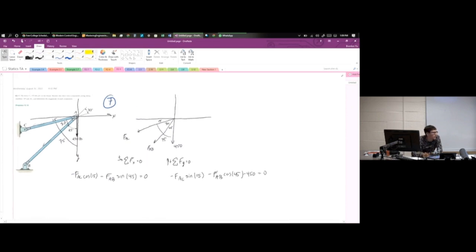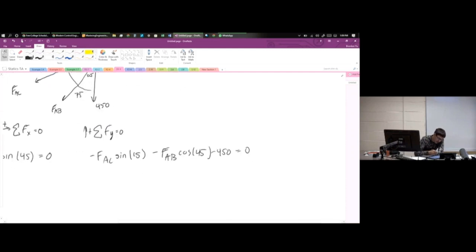Everything makes sense so far? So what you can do is rearrange the right side. Well, if I divide everything by -1, right, we're going to have FAC sine 15 plus FAB cosine 45 plus 450 equals 0, right? And then, yes. I'm so sorry.